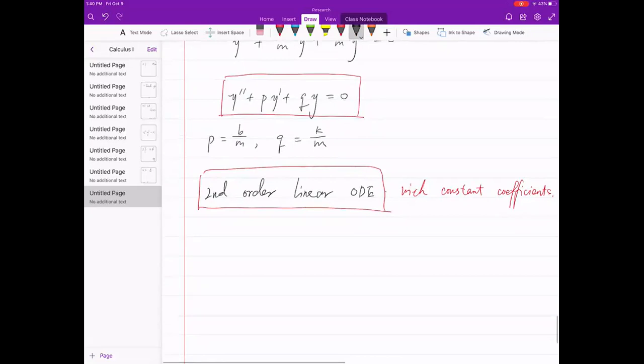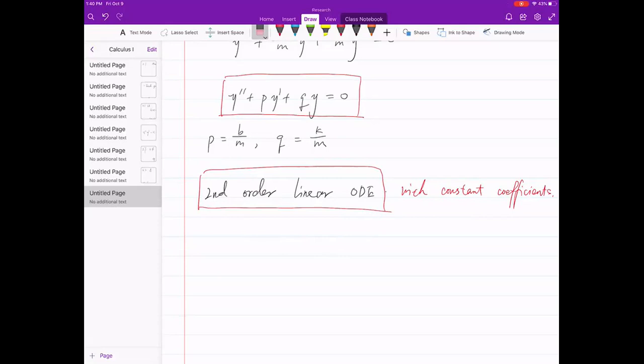That also means later, as long as you see a second order linear differential equation with constant coefficients, it does not necessarily come from a harmonic oscillator. But we can treat it as a harmonic oscillator. Okay, it's general enough. Sounds good?